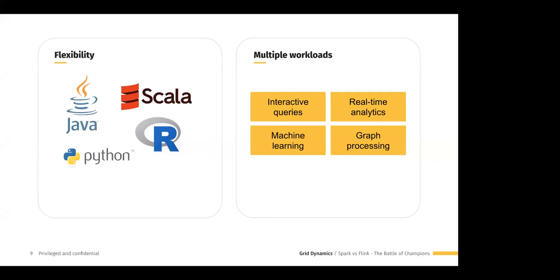In terms of flexibility, Spark supports multiple languages and allows developers to write applications in either Java, Scala, R, or Python. It also comes with the ability to run multiple workloads, including interactive queries, real-time analytics, machine learning, and graph processing. One application can combine multiple workloads seamlessly.